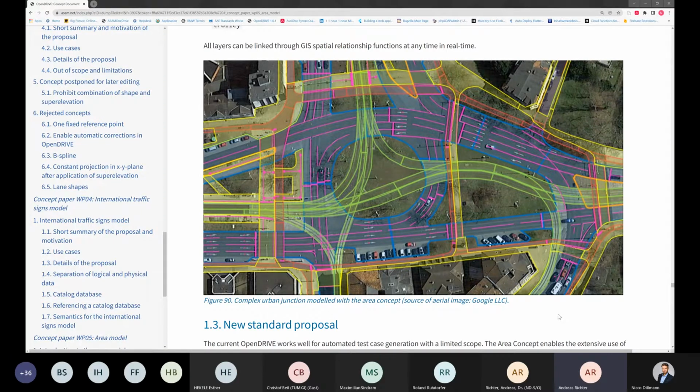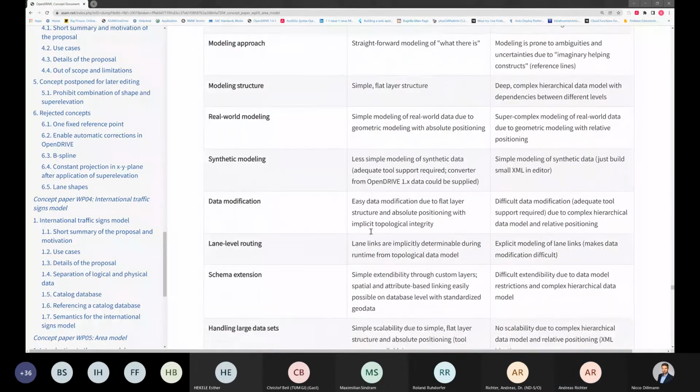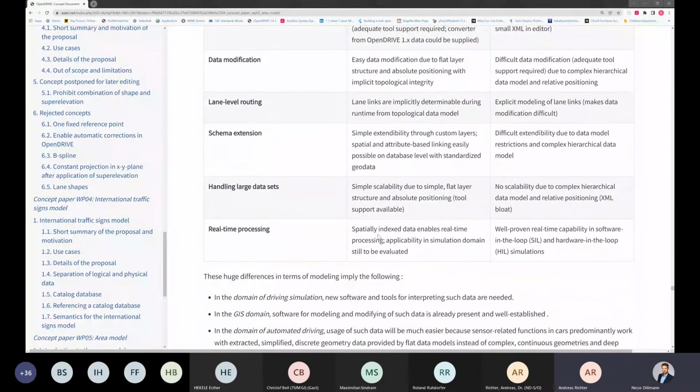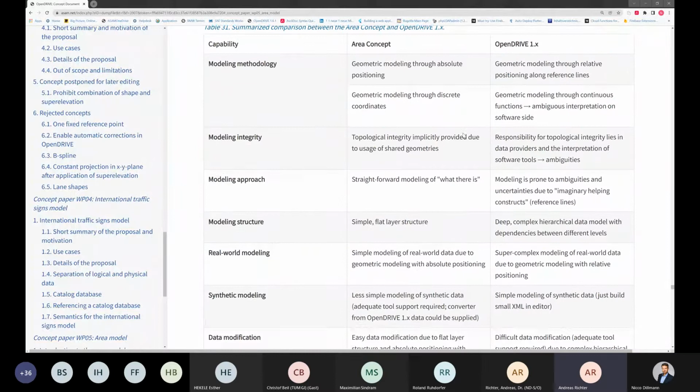So if you can continue in the document, there should be a table somewhere. Yeah, there it is. Are you talking about this table? Yes, exactly. So this again is a comparison of the concepts, the area concept and OpenDRIVE, to show a little bit the advantages and disadvantages.